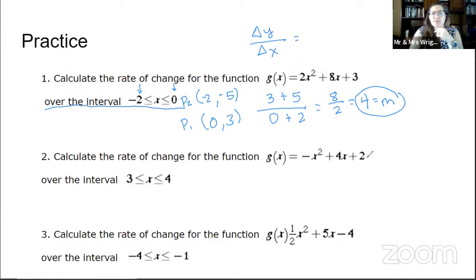Now go ahead and pause the video, complete these second 2 practice problems on your own, and then come back and we'll go over them.